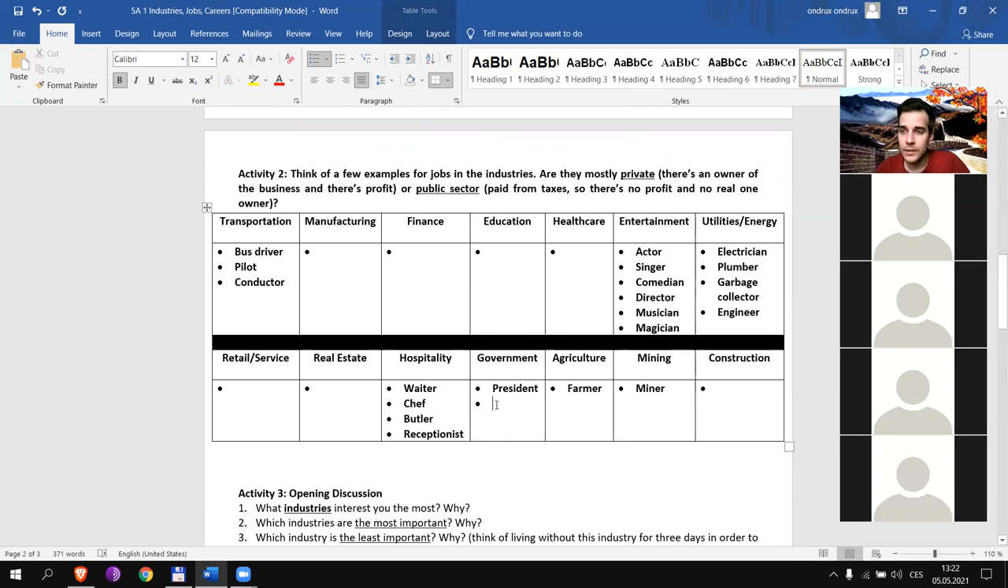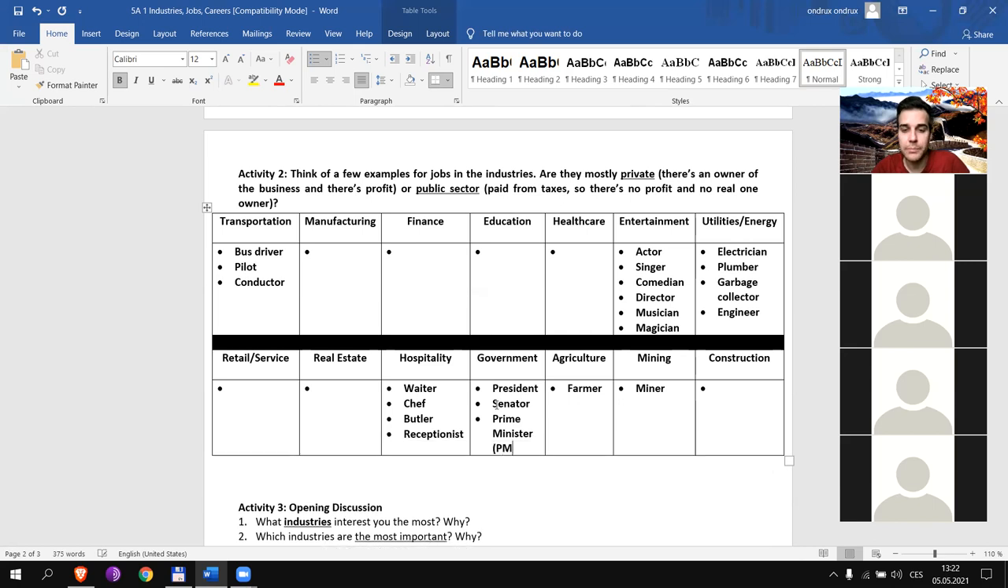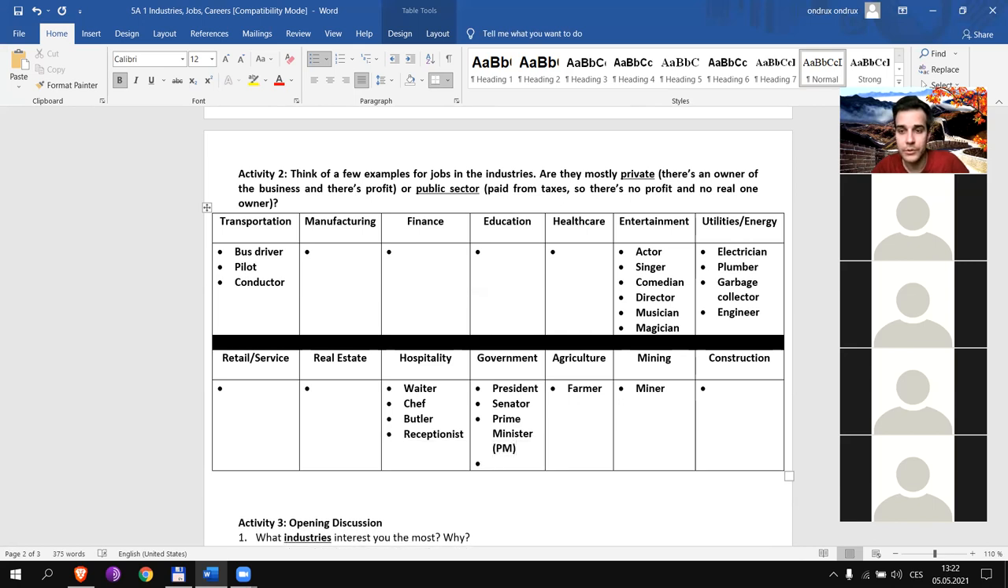Senator. Senator, yeah, just pronunciation. Senator. Prime Minister, for example. Prime Minister, excellent. Premier, we can call it PM as well, yeah? That's very common to use PM. Anything else?